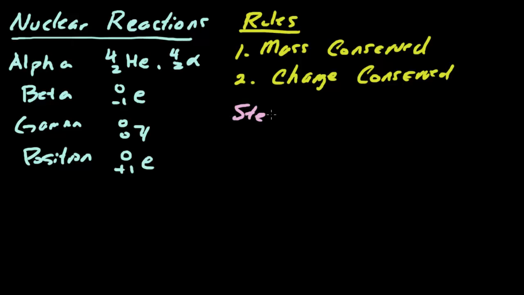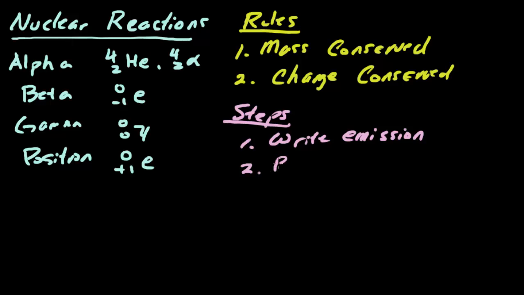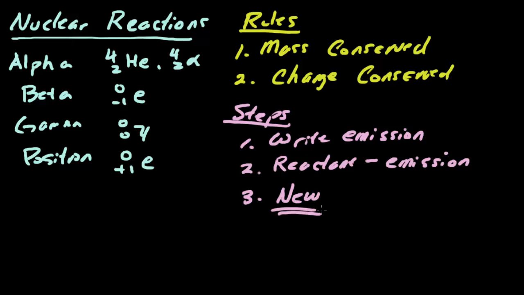So there are actually 3 steps we can follow to balance reactions. The first step is we write the emission particle. This will make more sense once we do a problem on it. The second step is we subtract our reactant minus the emission particle. The last step is we write the new atom. And this is super important.